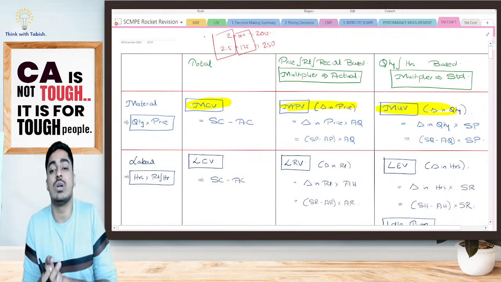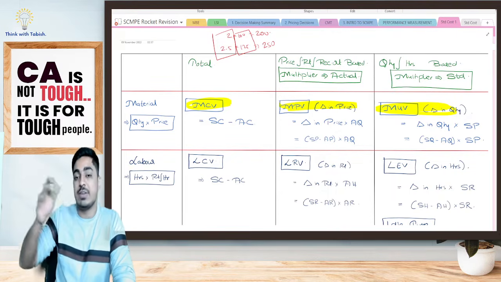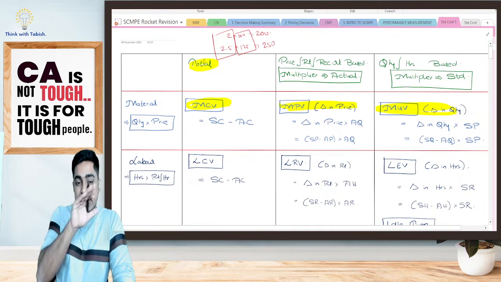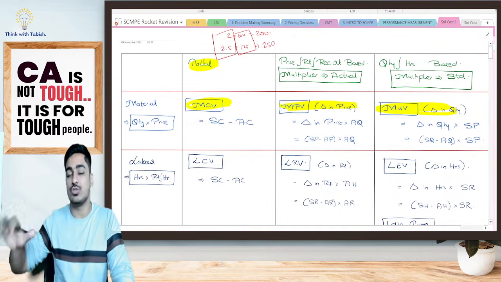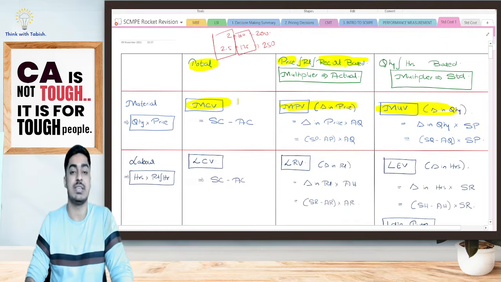Change in my quantity is called usage variance. Now look at this, students. My overall variances I've bifurcated into 3 columns. One is my total variance. Here the structure is simple: it is my standard cost minus my actual cost, the overall change. Then I have my price-based change, or rate-based change, or recovery rate-based change.